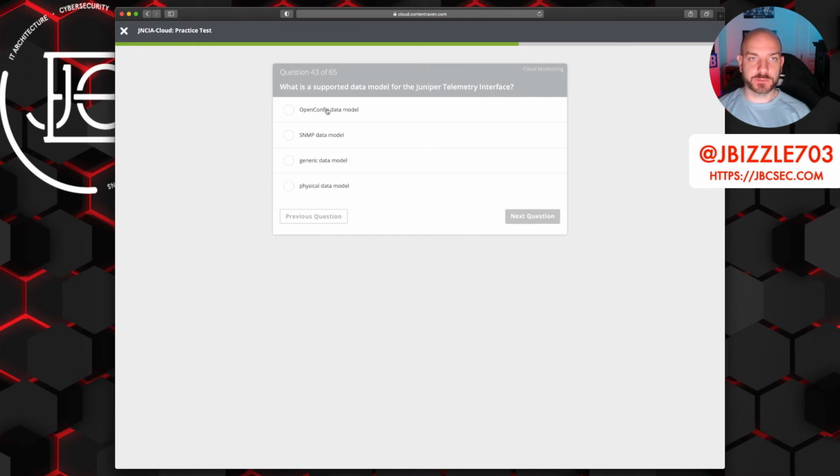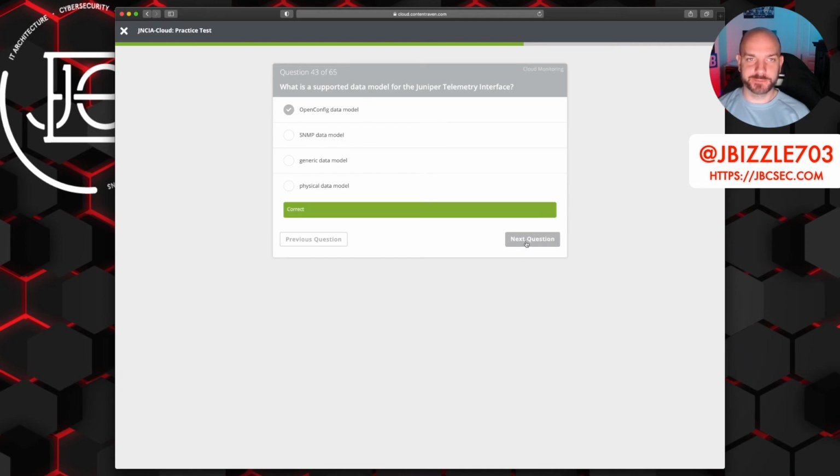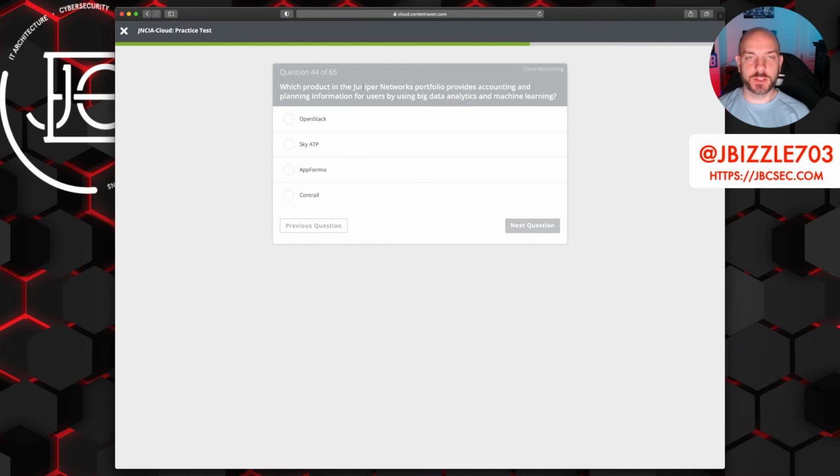Okay. What is a supported data model for the Juniper telemetry interface, the JTI? I don't know the answer on this, so I'm just going to go OpenConfig data model because it seems different. Okay, we'll take it.